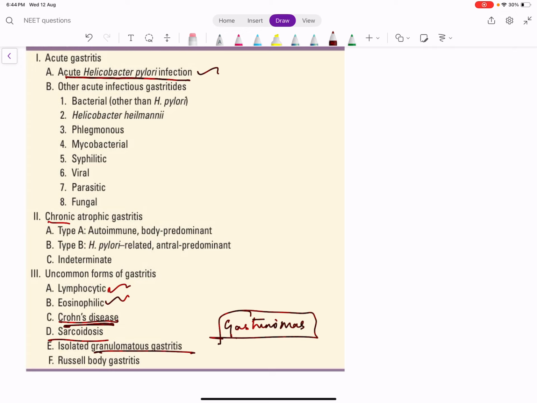So when things last for a longer time, we call it chronic gastritis. We have two types of chronic gastritis, type A and type B. Type A is for autoimmune gastritis, and B is for H. pylori gastritis.